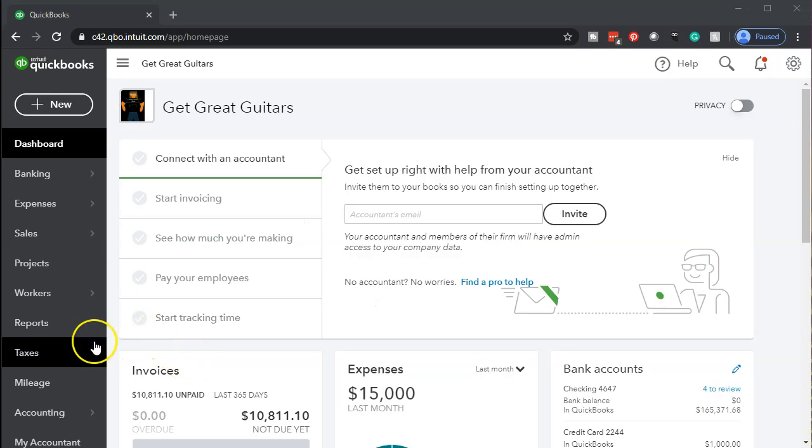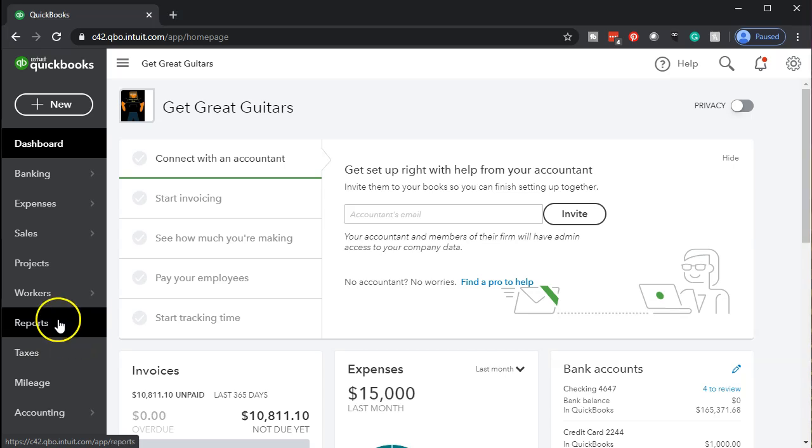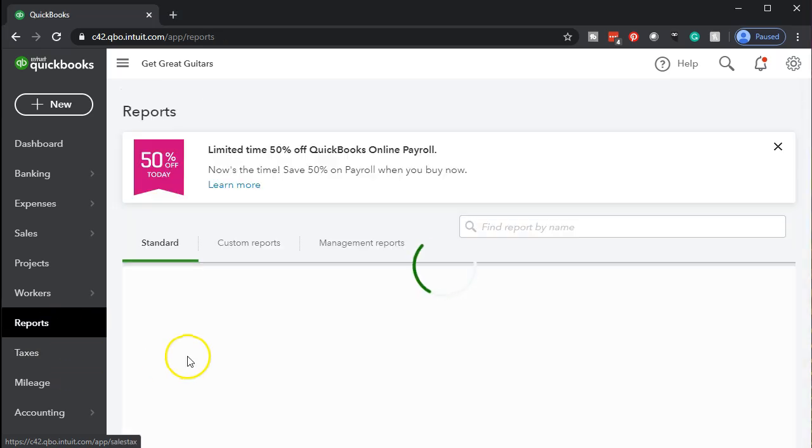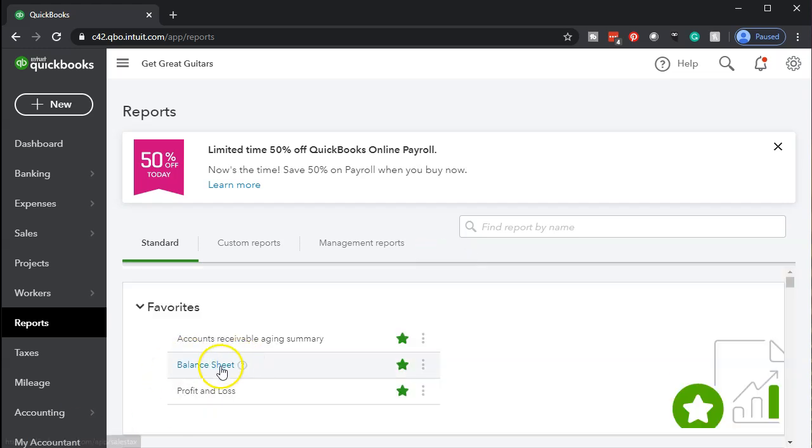Now we're going to go back down and open up our reports. Let's just open up the balance sheet this time. The balance sheet is all we need, I think, at this point. So we'll open up the balance sheet.